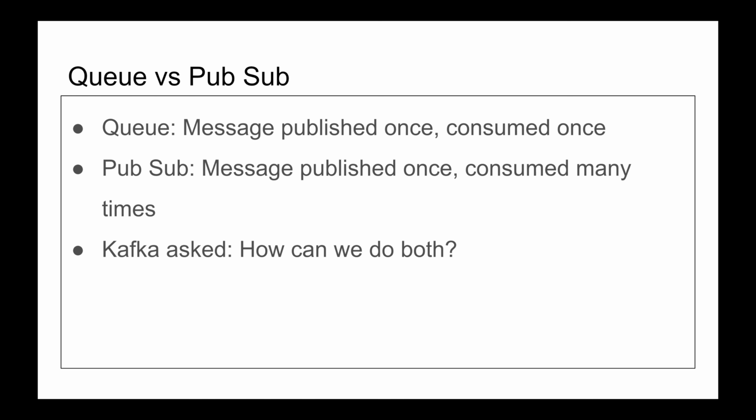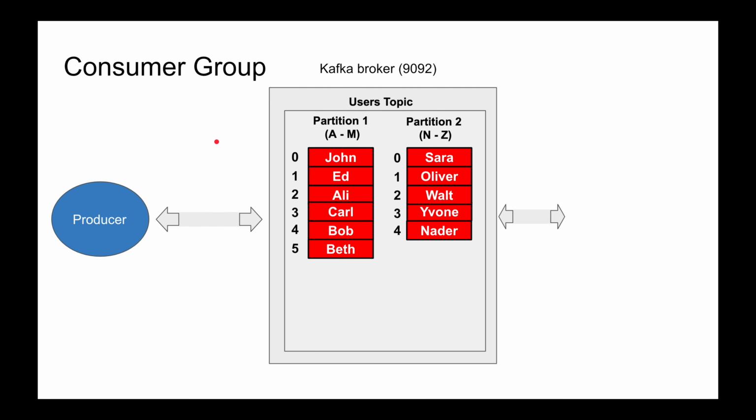Kafka answered this question from the beginning, from the get-go, from the design. They built a system with those two in mind, okay? And the answer to this was consumer group, right? And this is one of the most confusing, to be honest, abstractions in Kafka. It took a while for me to really understand and nail this down. So I'm going to explain consumer groups right now.